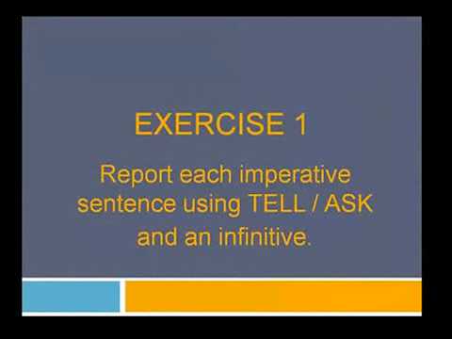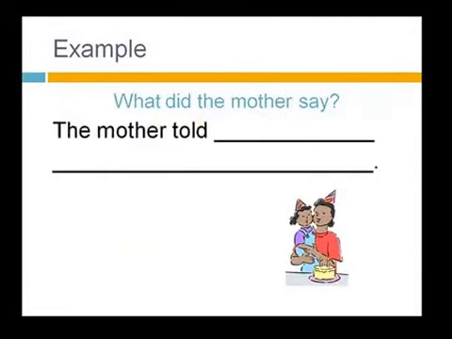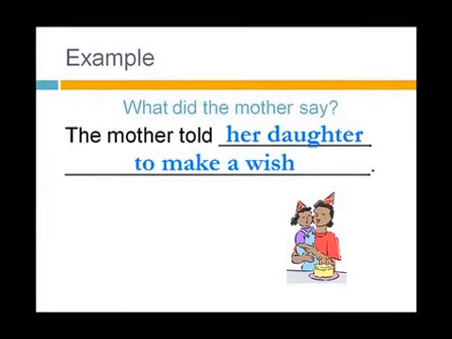Exercise 1. Report each imperative sentence using tell or ask and an infinitive. Example. Make a wish. What did the mother say? We already have the speaker and our reporting verb. The mother told. Whom? Her daughter. And the infinitive? To make. The mother told her daughter to make a wish. Now you try number 1.